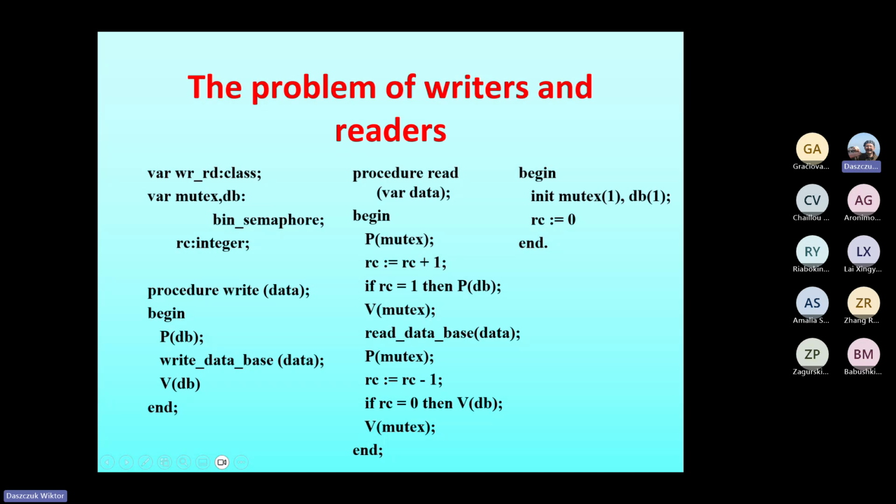So readers can dynamically block writers, because V on DB in this solution is never called. Of course, it is an example of starvation.